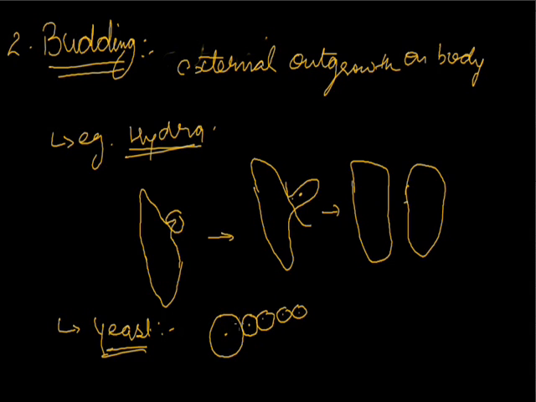Now at last, when all the cells will mature, then these cells will be separated from the parent cell, and then all the cells will form the new yeast cell. That's why they are showing the budding kind of reproduction. Now the third kind of reproduction is the fragmentation.